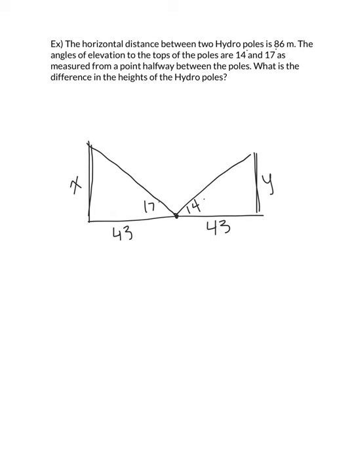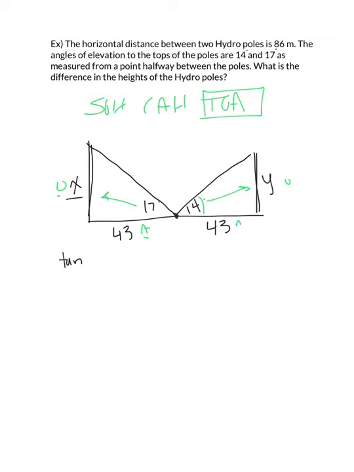So I'm going to go ahead and label. If this is my angle, this is my O, this is my A. If this is my angle, this is my O, this is my A. So thinking about SOHCAHTOA, I can't write apparently. I have to use a formula that involves O and A, so I'm going to be using tan again. So I'm going to go ahead and find X first. So tan of theta equals opposite over adjacent. Tan of 17 equals X over 43.